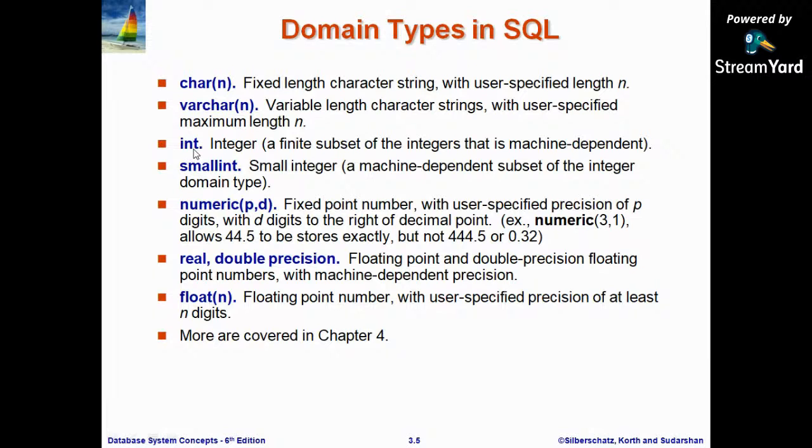Then you can have the integer data type, the small integer data type, and numeric, meaning real data type, where p is the total number of digits and d is how many digits are allowed after the decimal. Look at the example. If you have numeric 3 comma 1, it says that on the right hand side after the decimal you can have one digit. So you can have 44.5, its size is 3, and after the decimal you can have 1. You can also have real, double precision, float n, or many more.